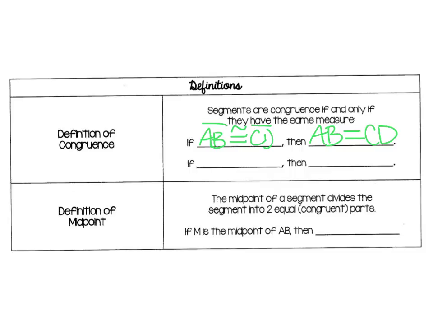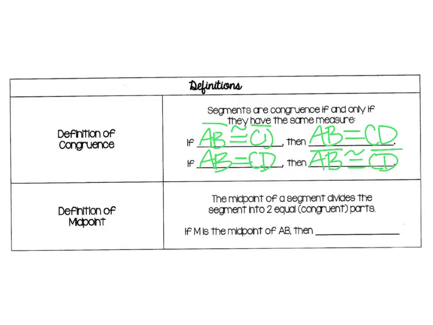Also, if the measures are equal, it can go the other way around. If we're saying the measure of AB is equal to the measure of CD, then segment AB is congruent to segment CD. So basically the definition of congruence allows us to go back and forth. It allows us to say that if the segments are congruent, then the measures are equal. If the measures are equal, then the segments are congruent. And our reason if we ever did this in a two-column proof would always be definition of congruence.